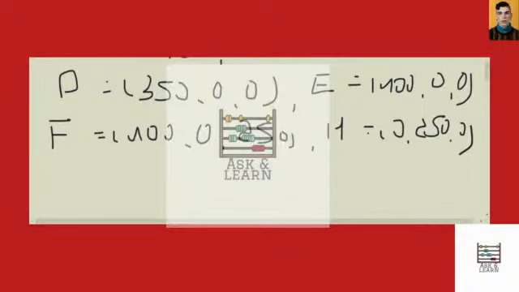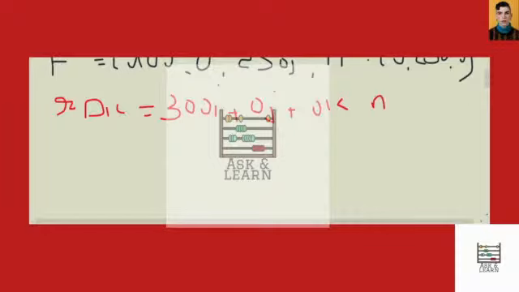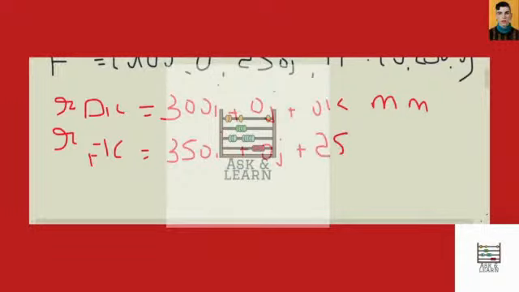Now apply the equilibrium equations. First, we need to locate each point with respect to C as follows. So we can write R dc is equal to 300I plus 0J plus 0K mm. R Fc is equal to 350I plus 0J plus 250K mm.